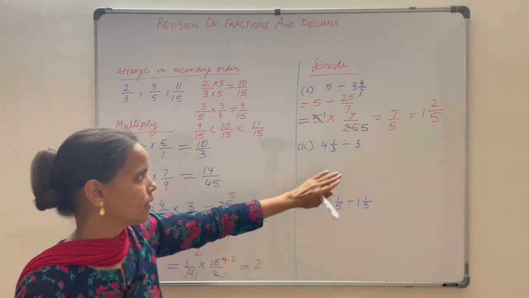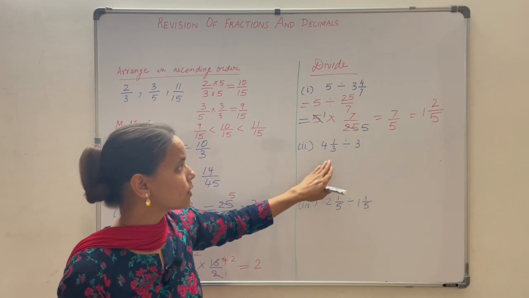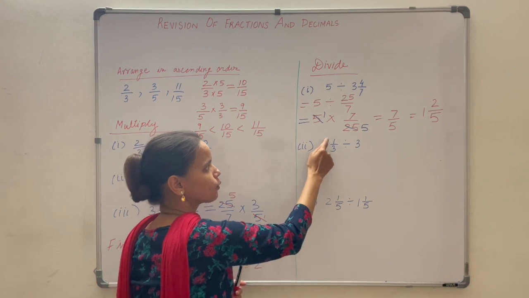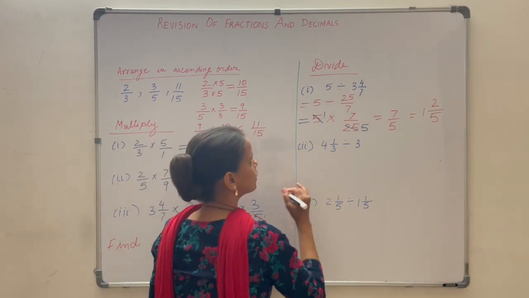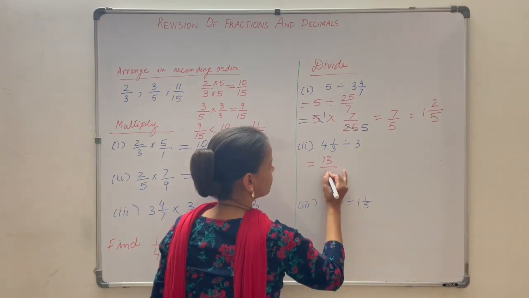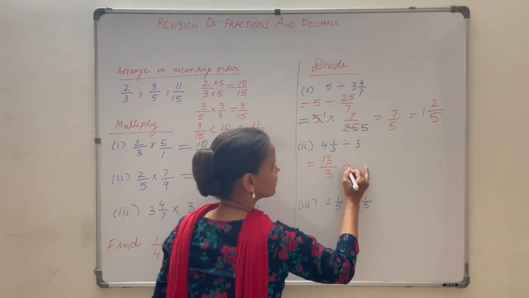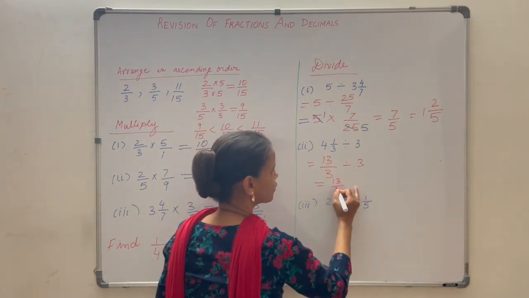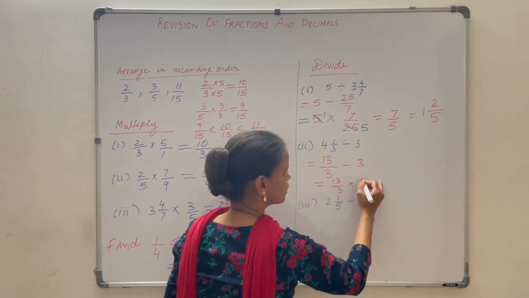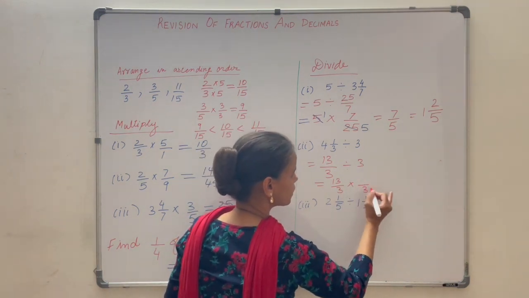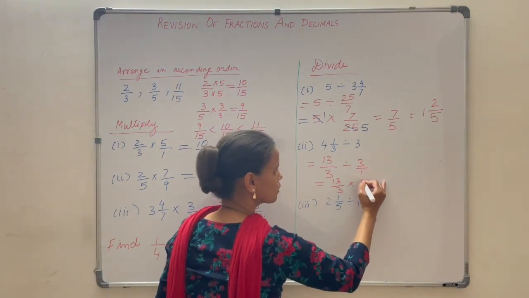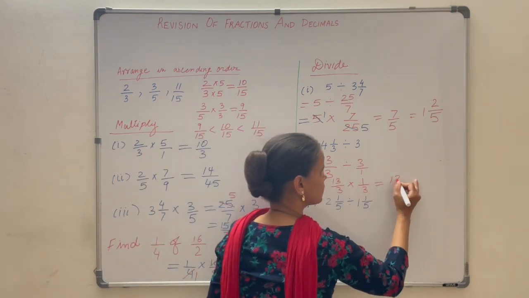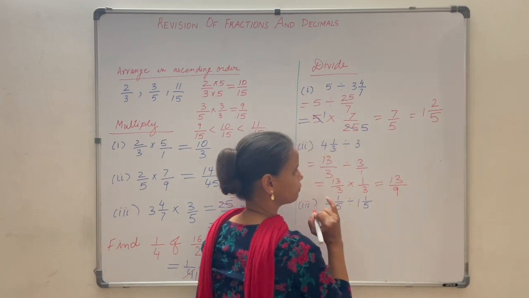Now let us see how to divide a fraction by a whole number. So this is a mixed fraction. First you have to convert it into an improper fraction. So 4 into 3 is 12. 12 plus 1 is 13. So this is 13 by 3 divided by 3. Now when you change division to multiplication, you have to take the reciprocal of the second number. So this numerator is 3, so it will come in the denominator, and the denominator here is 1, so this will come in the numerator. There is nothing to cancel. So 13 into 1 is 13 and 3 into 3 is 9.